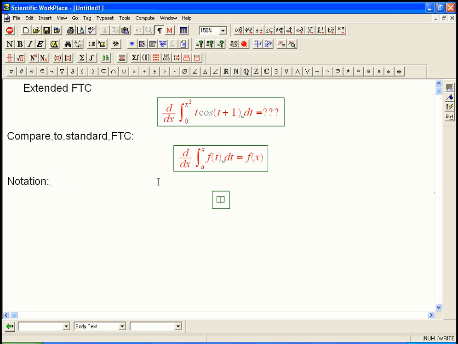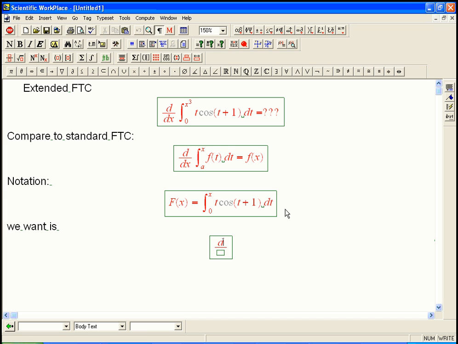In our example, we're going to define big F of x to be equal to the integral from 0 to x of t cosine t plus 1 dt. That's not exactly what we're analyzing here, but it's close. And what we want is the derivative of big F with not x plugged into it, but x cubed plugged into it. So that makes it clear what's new about this. It really is very similar to the standard FTC here. It's just got something new plugged in.